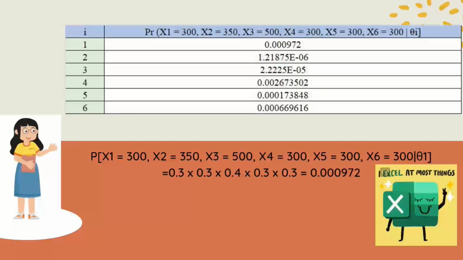This is because from the pie chart in the question, the probability of x1 equals 300 given theta 1 is 0.3, and the probability of x2 equals 350 given theta 1 is also 0.3, while the probability of x3 equals 500 given theta 1 is 0.4. So we multiply accordingly for theta 1 until theta 6 and we will get this data. It will be very complicated for us to calculate as it involves a lot of unknowns, which are x and y. Hence, we will use Excel to solve it.